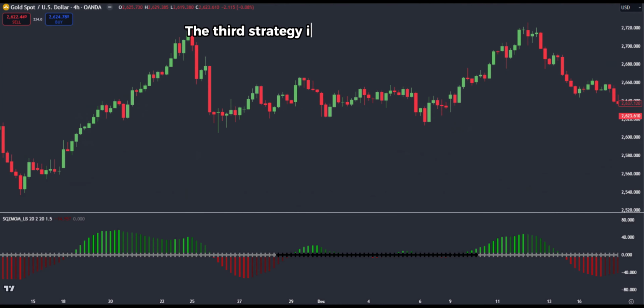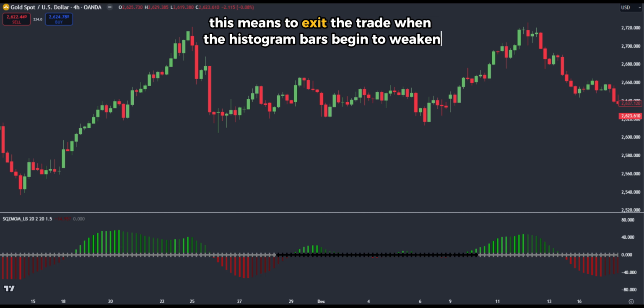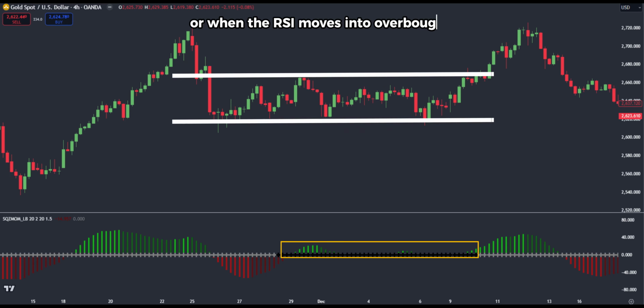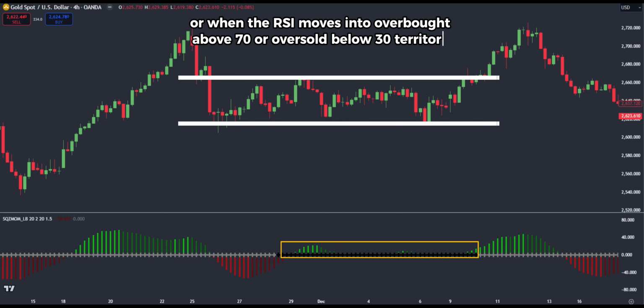The third strategy is called exit strategy. This means to exit the trade when the histogram bars begin to weaken, showing reduced momentum, or when the RSI moves into overbought territory above 70 or oversold territory below 30.